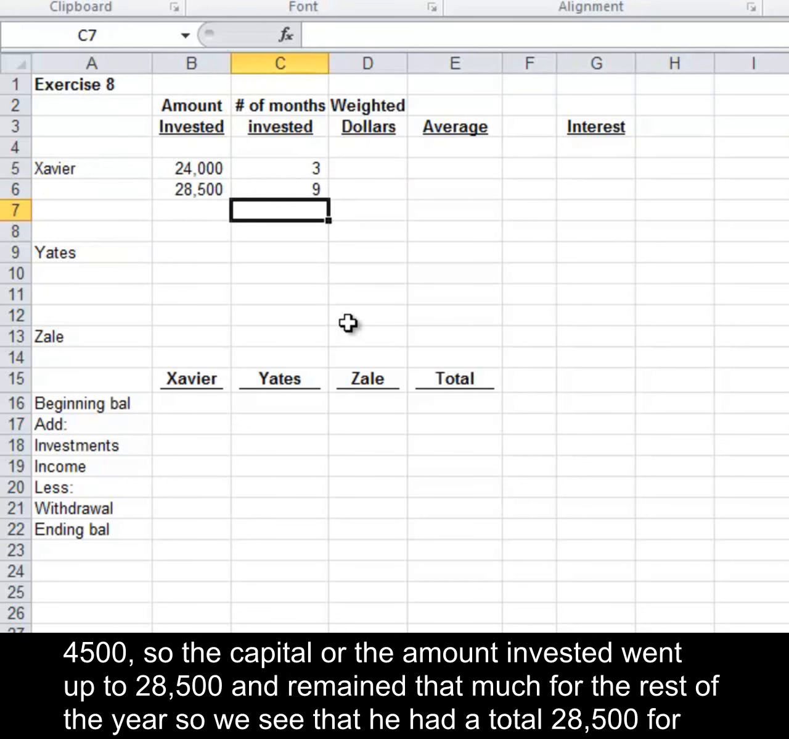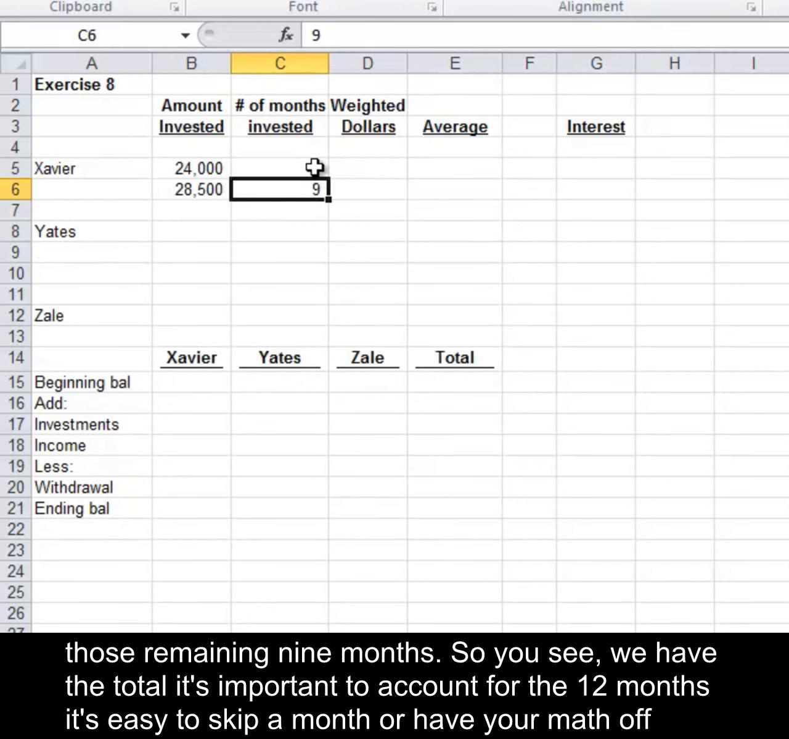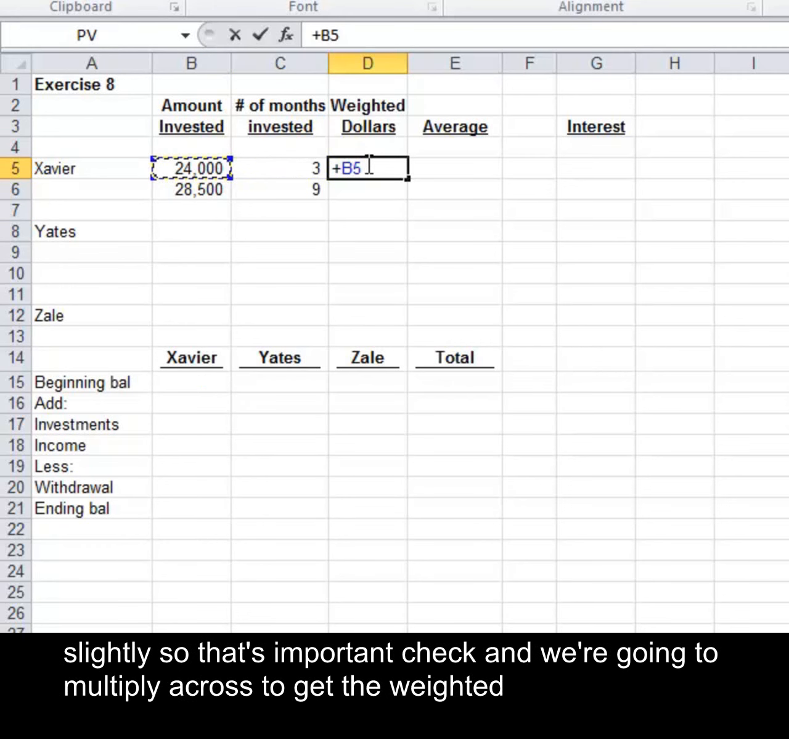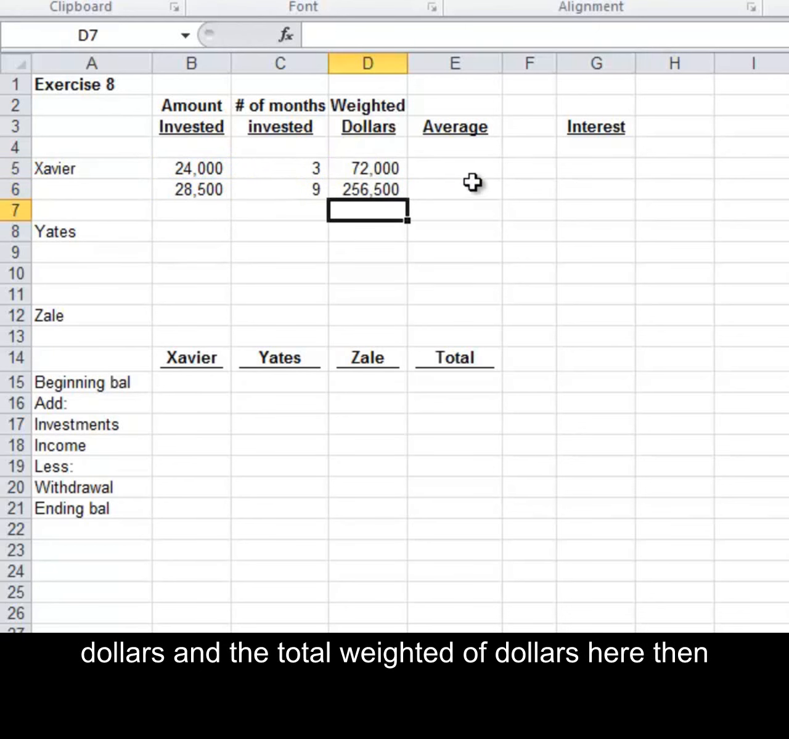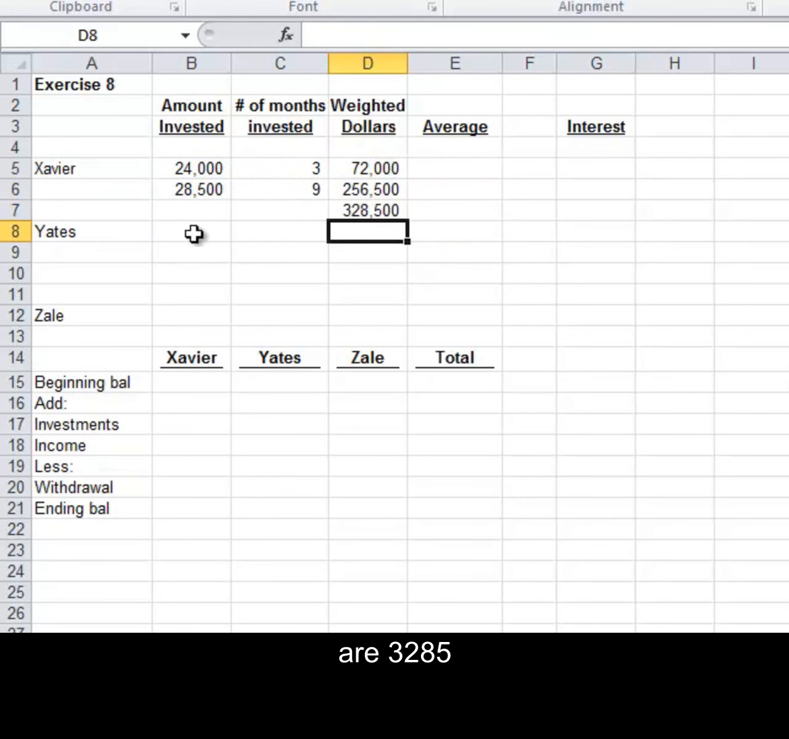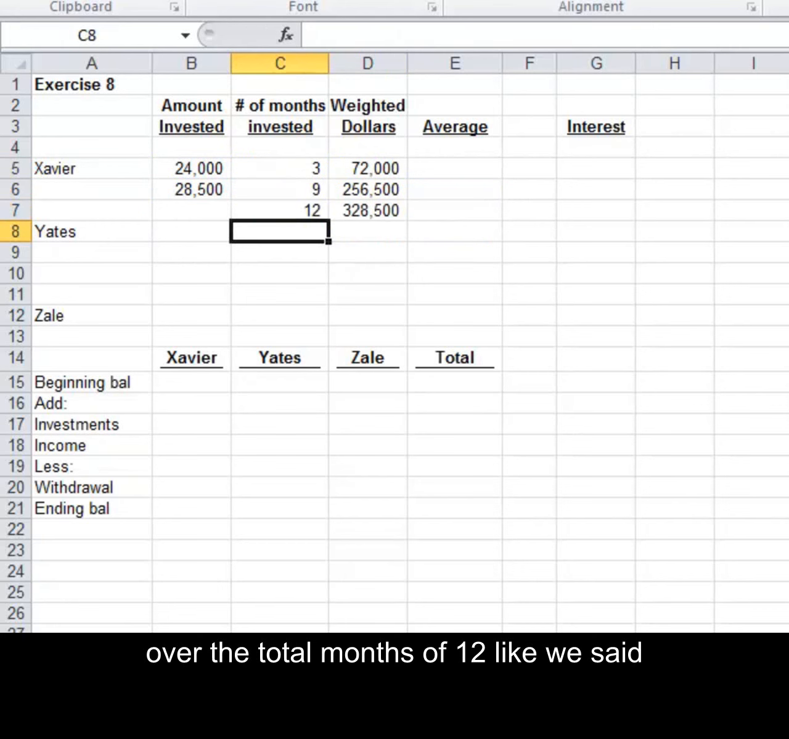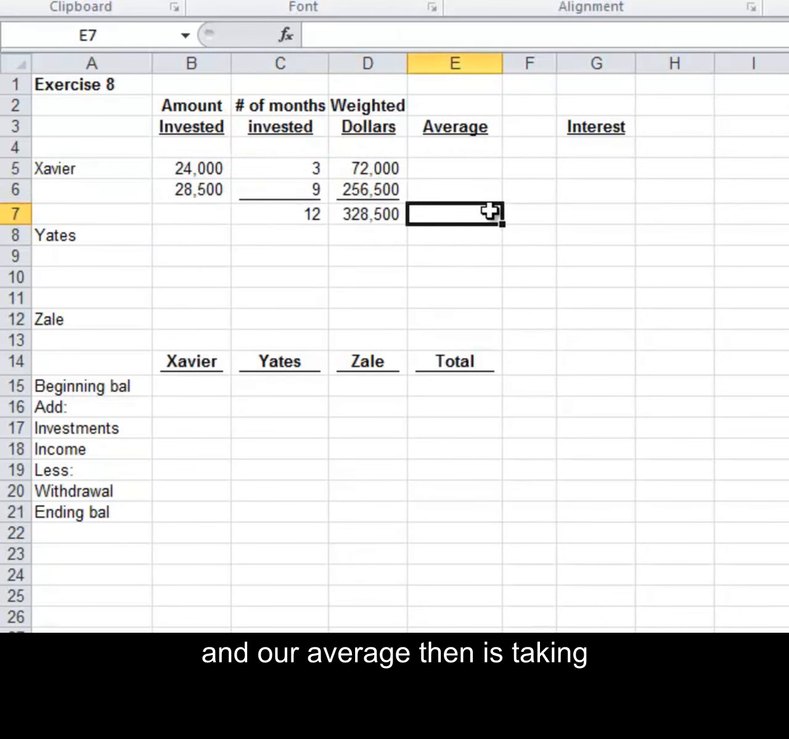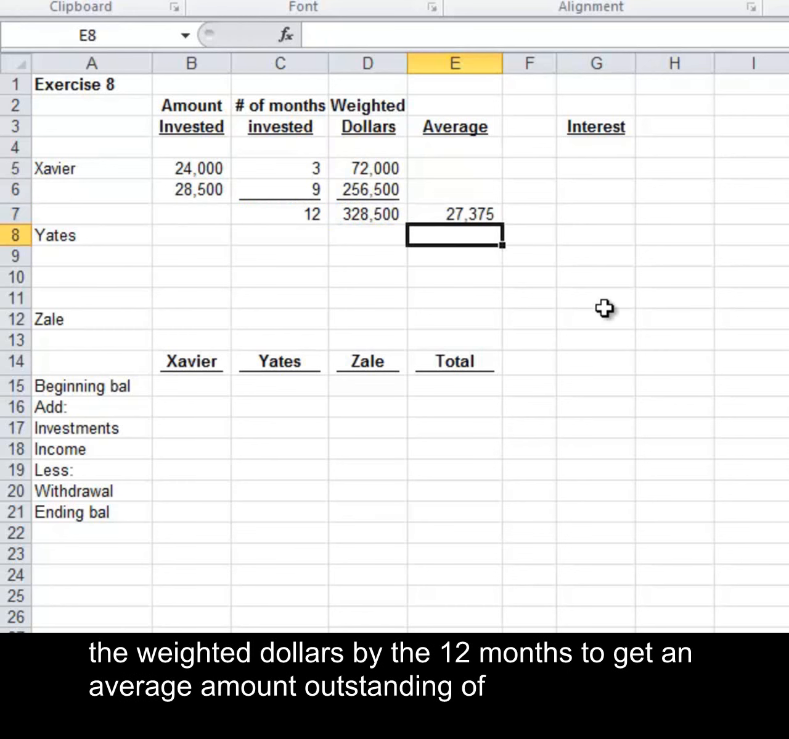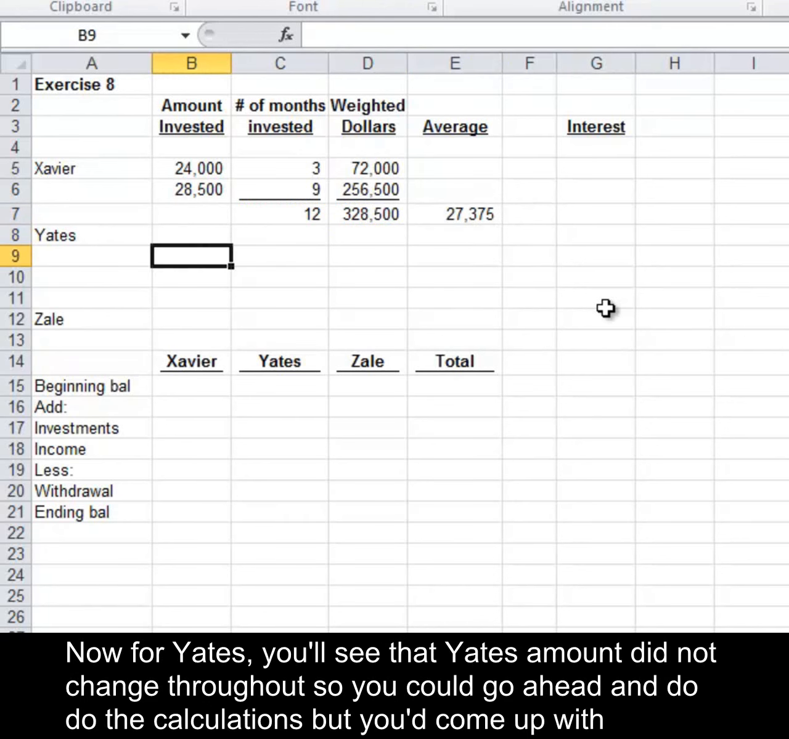So we see that he had a total $28,500 for those remaining 9 months. So you see we have the total. It's important to account for the 12 months. It's easy to skip a month or have your math off slightly, so that's an important check. And then we're going to multiply across to get the weighted dollars, and the total weighted dollars here then are 328.5 over the total months of 12, like we said. And our average then is taking the weighted dollars by the 12 months to get an average amount outstanding of 27,375.